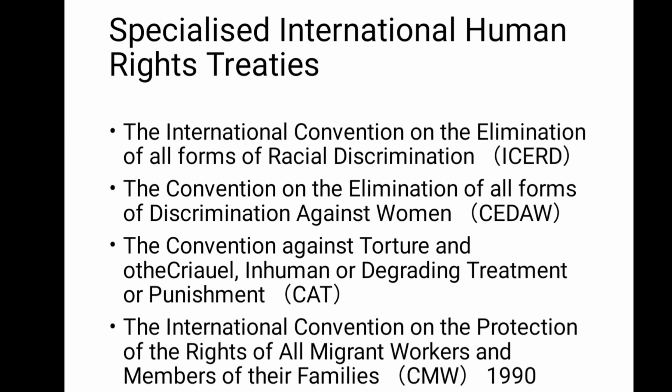Then what are some of the supervisory mechanisms? We have the Committee on the Elimination of Racial Discrimination, which monitors this treaty. We also have the interstate complaints procedure. We have the individual petitions procedure. We also have the state party reports. Then we come to the second convention, which is the Convention on the Elimination of All Forms of Discrimination Against Women.